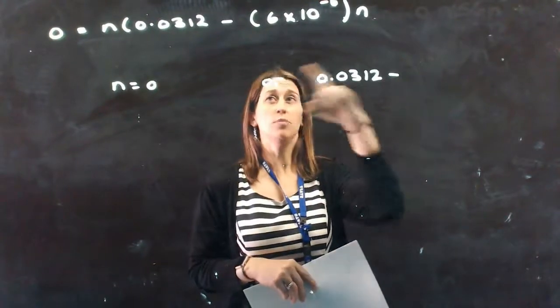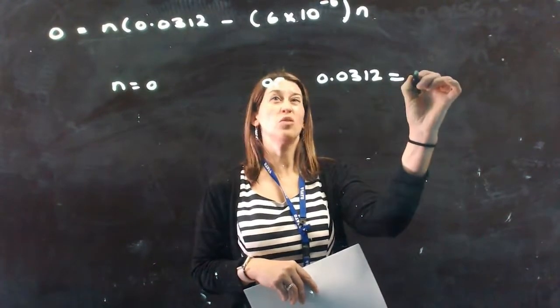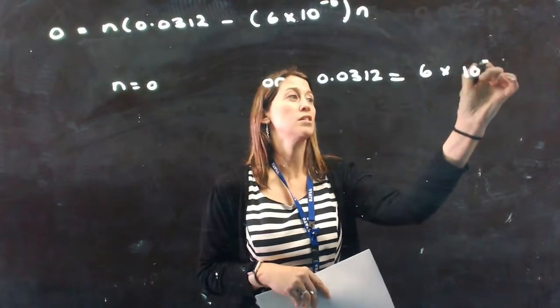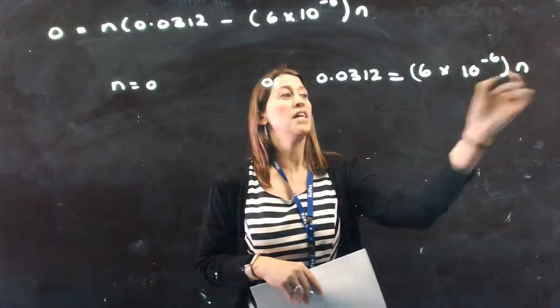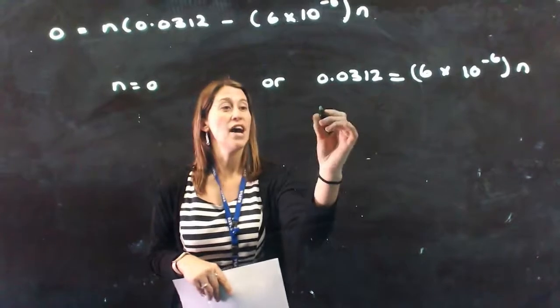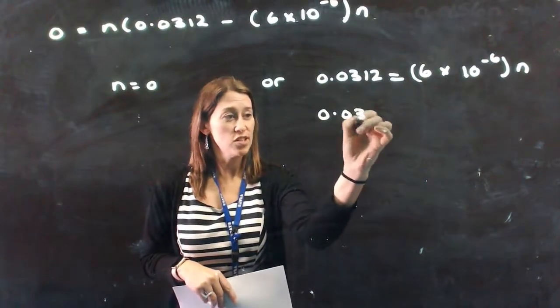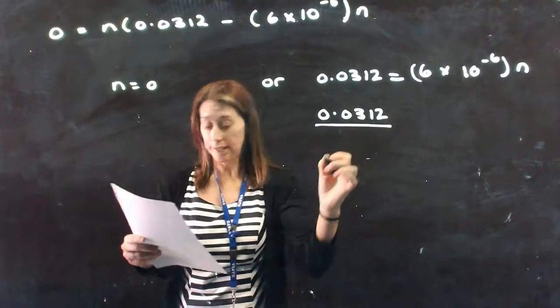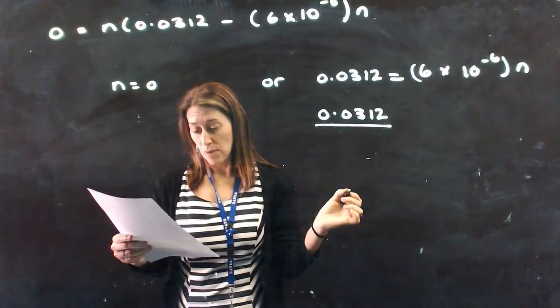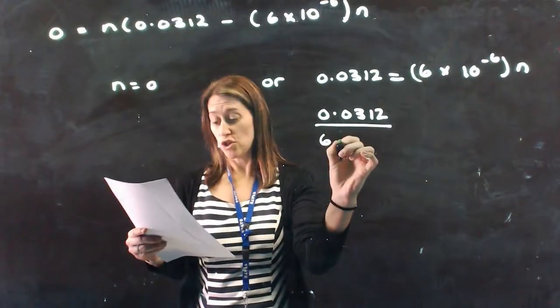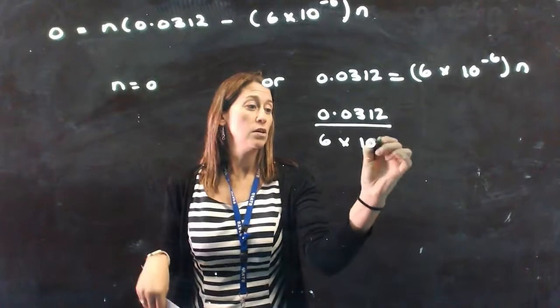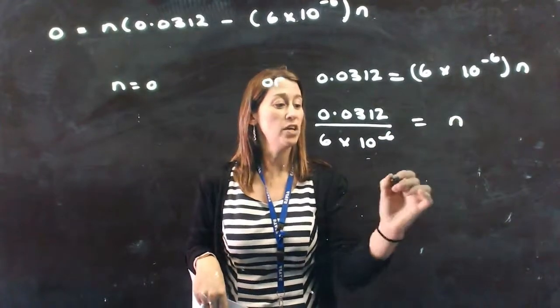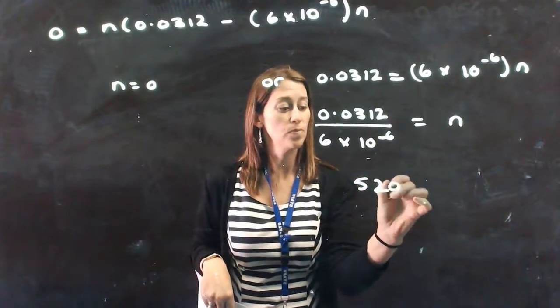So if we move that over to the other side, we get 0.0312 equals 6 times 10 to the negative 6 N. And then N is just this divided by that. So whatever that is, I'll have to look at my working, we get 5,200. Okay, so N is 5,200.